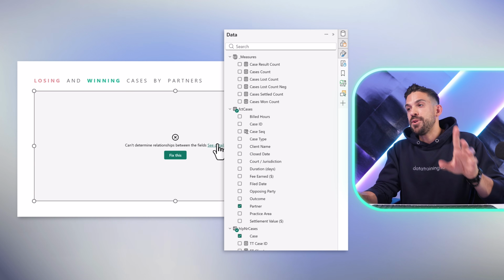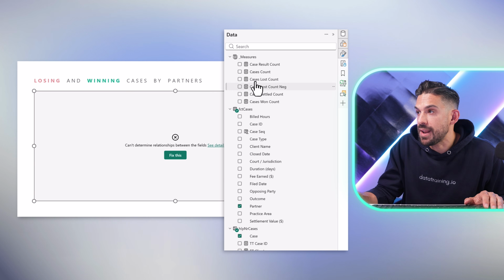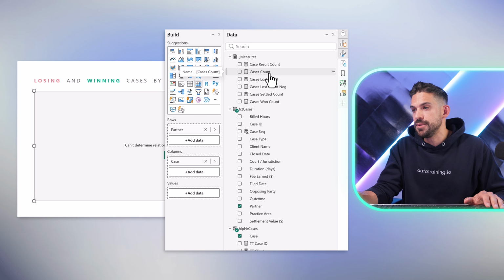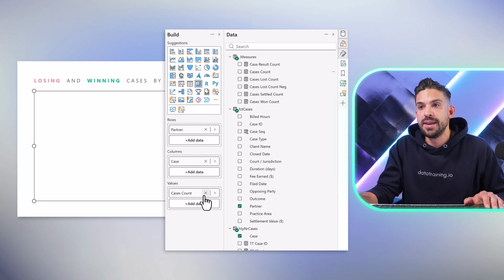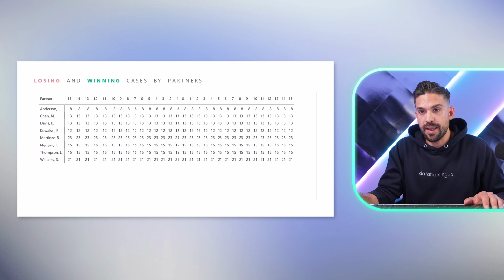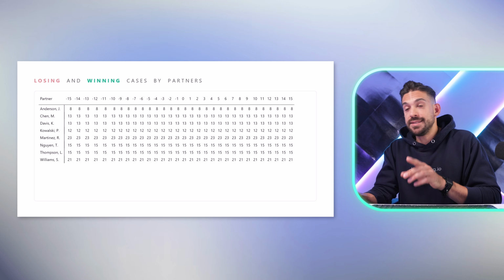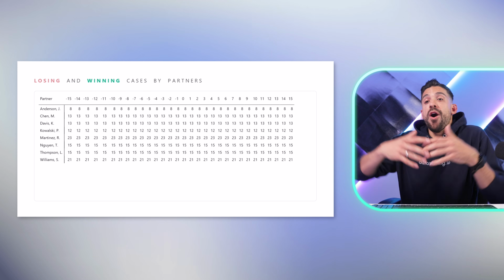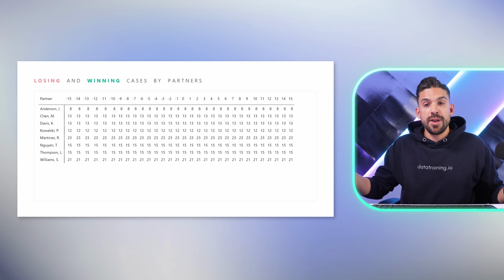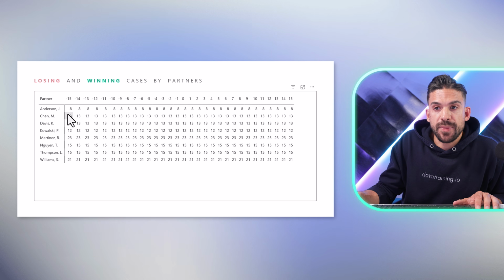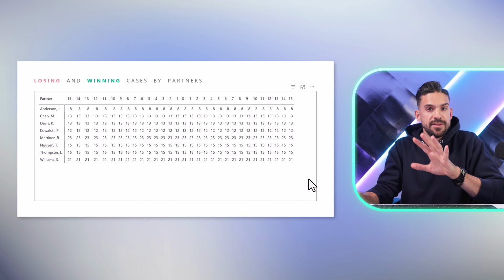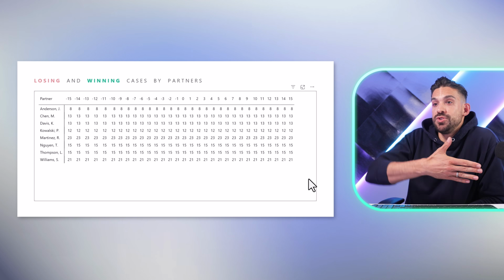However, this error will disappear as soon as you take a measure. For example, cases count. If I put this one on values, then you see the error is gone. However, now the cases count measure returns all of the cases, so the total number of cases count for each partner. Okay, now this is not exactly what we want to have. We want to show bars.